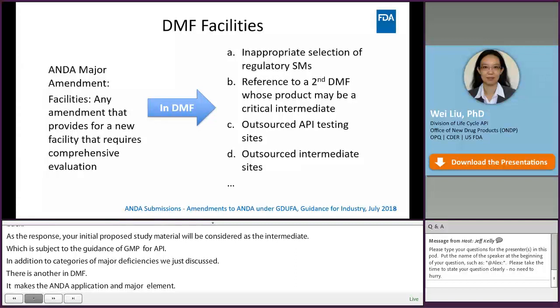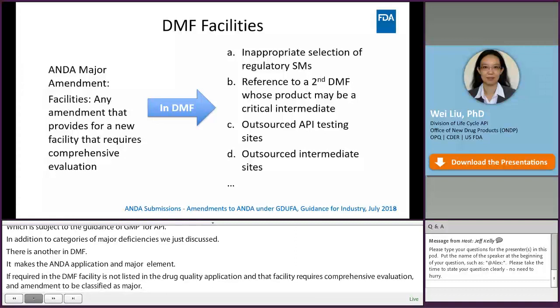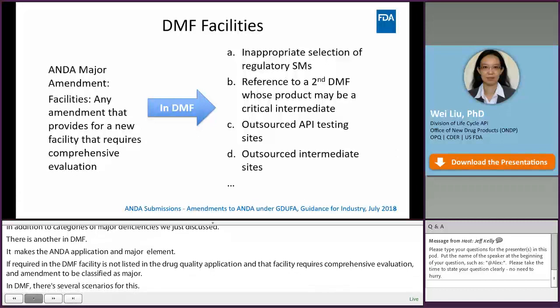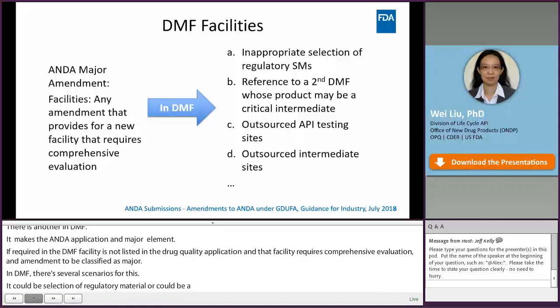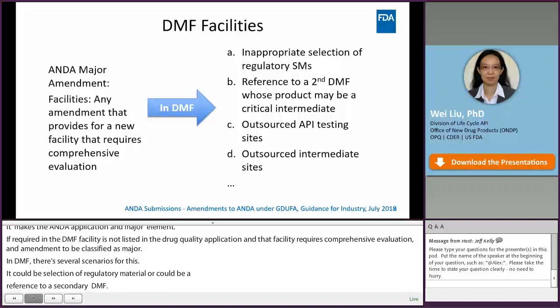In DMFs, there are several scenarios for this. It could be improper selection of regulatory starting material. It also could be a reference to a secondary DMF, and the product in that secondary DMF is a critical intermediate. Or you have an outsourced drug substance testing site, outsourced intermediate site. All of these might be the reason you missed a required facility in DMF.